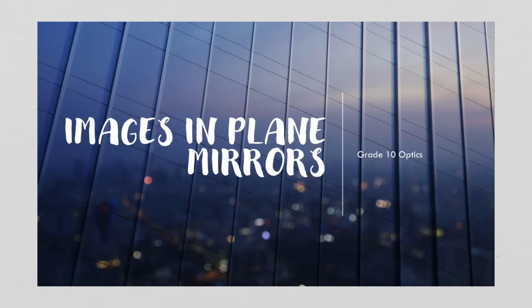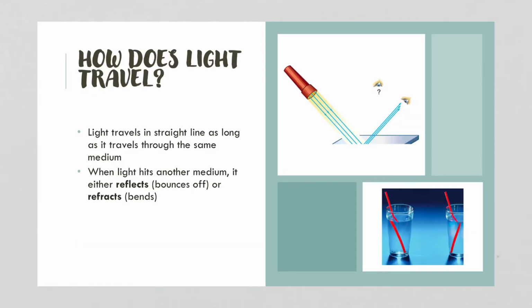In this video, we're going to learn how to identify where an image in a plane mirror would be found and how we can locate it. So first, let's review how light travels. Remember, light travels in straight lines as long as it's traveling through the same medium, so if it's traveling through air or through water. The medium is the thing that the light is traveling through.